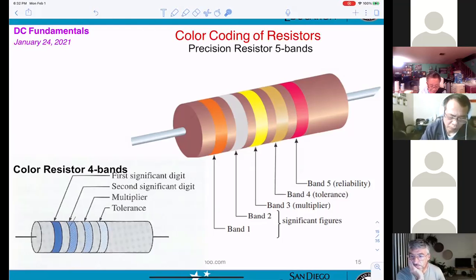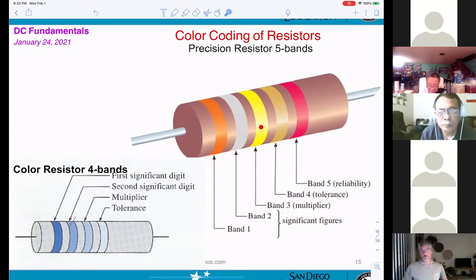And now they will be assigned. The first band will be the first digit. The second band, the second digit. The next will be the multiplier. And the next one will be the tolerance. Okay. With 5 bands, you can see the tolerance or reliability. That means more accuracy.